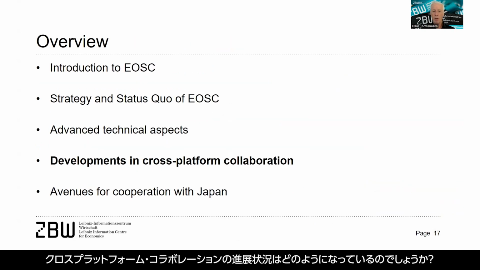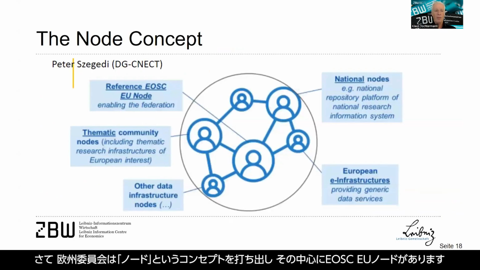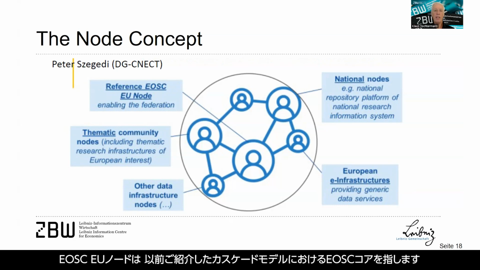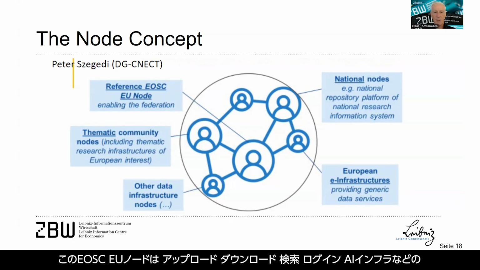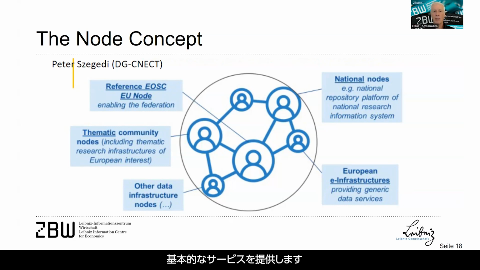What are the developments in cross-platform collaboration? Well, the European Commission came up with the concept of so-called nodes. And in the center of this node concept, we have the EOSC EU node. The EOSC EU node refers to the EOSC core, which I presented earlier in my cascaded model. So the EOSC EU node provides basic services like uploading, downloading, searching, login, AAI infrastructure, and things like that.